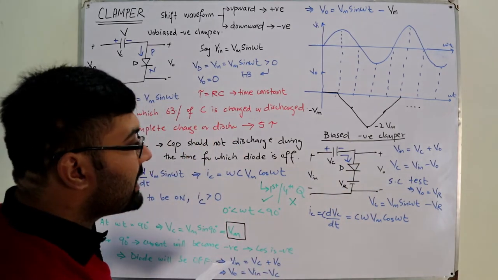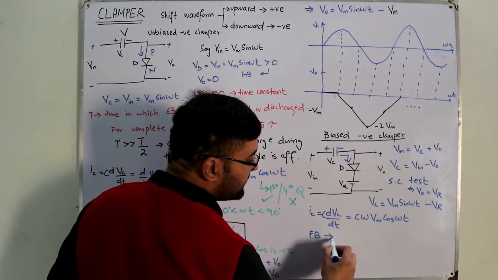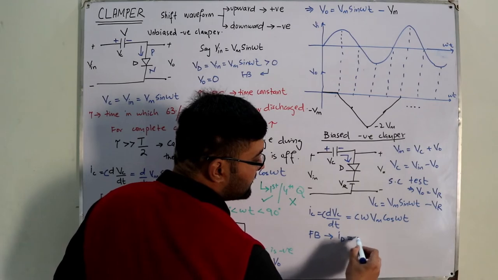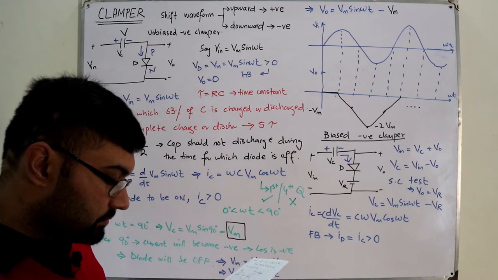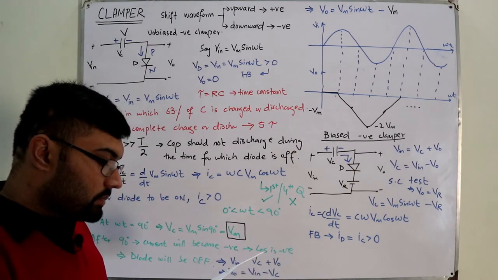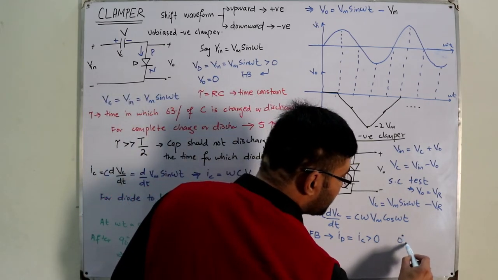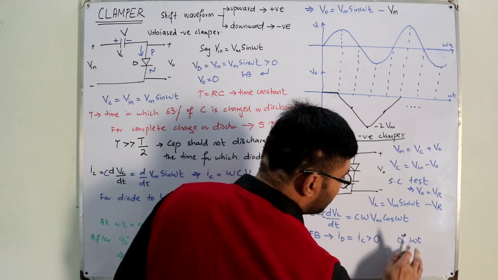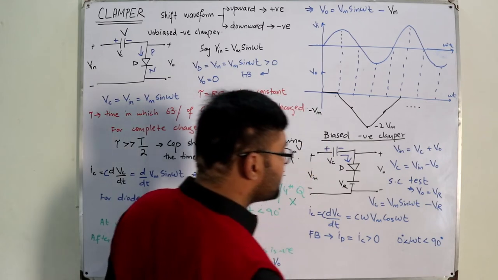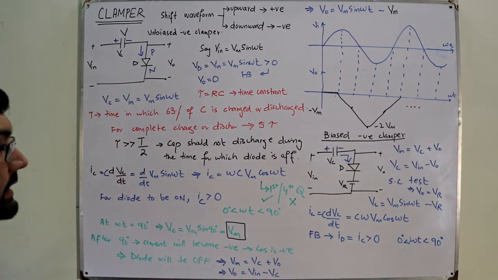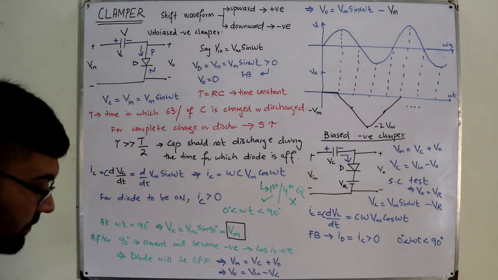So in order to conduct, what should be the case? For forward biasing the diode, ID, which in this case is equal to IC, should be greater than zero. Isn't it? It is. So which means that it would be greater than zero again in the same case, that is from 0 degrees to 90 degrees. Isn't it like this? It is. Now what would happen at 90 degrees? At 90 degrees this would be maximum VC, right?